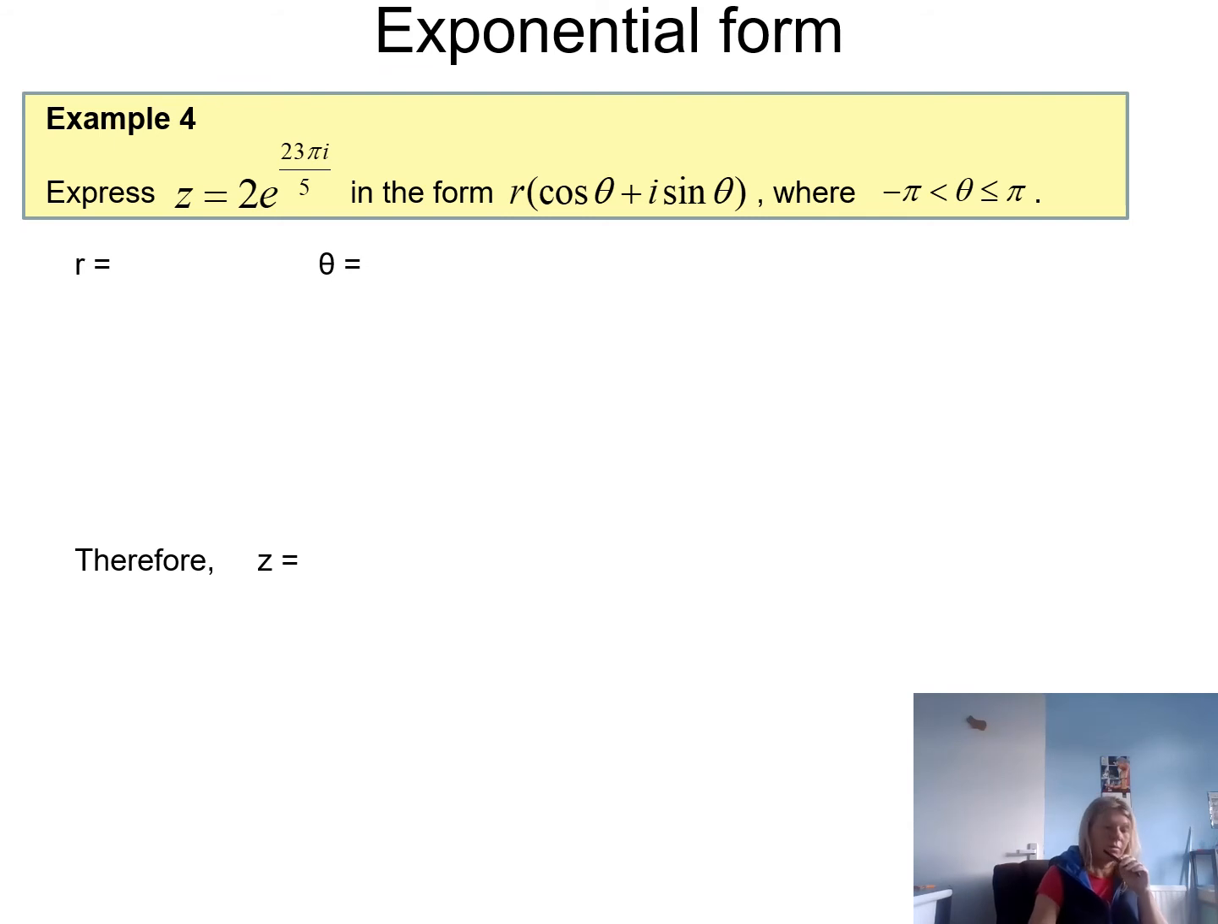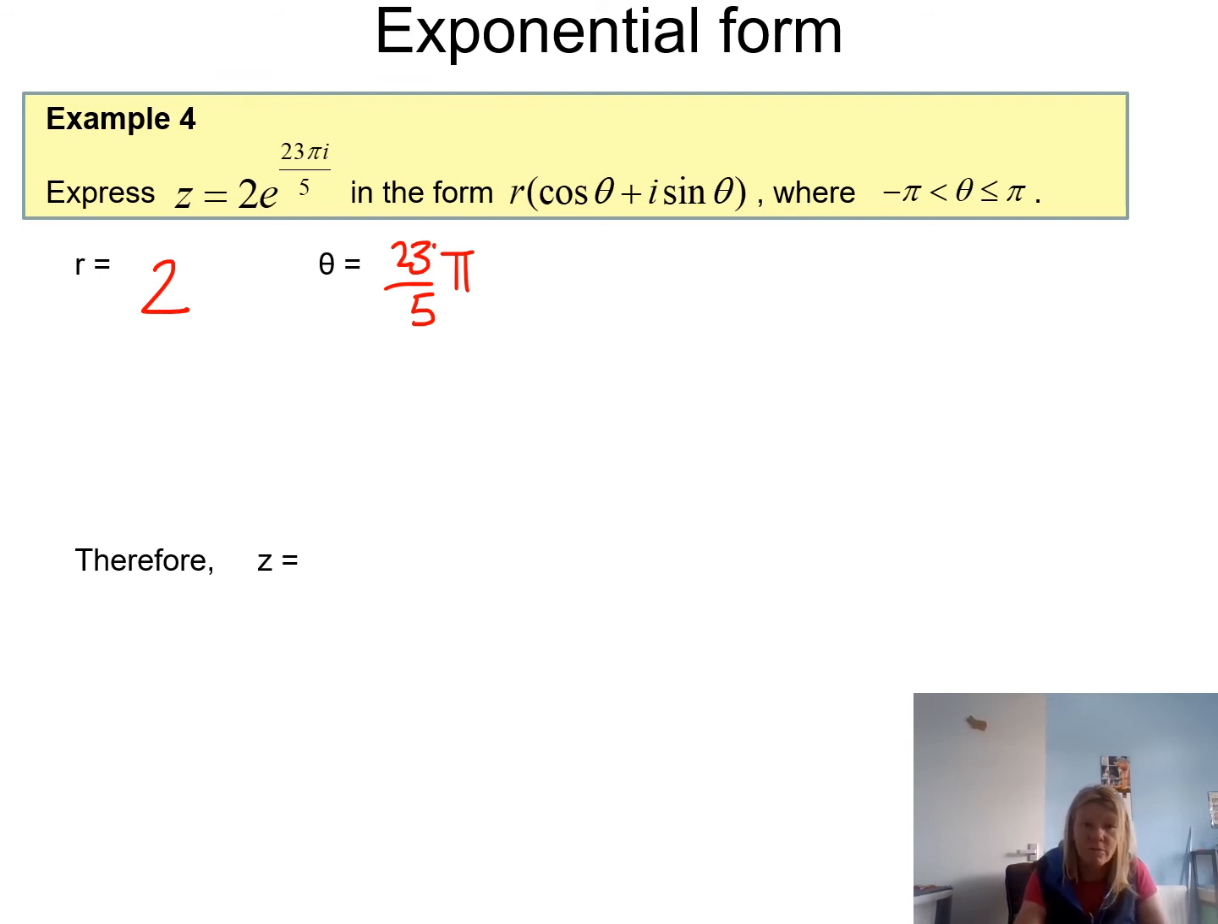This one, express this one in the form r cos theta plus i sin theta. Oh, well, you think that would be easy. But that is not in the range of what we call the principal argument, which is minus pi to pi, which is over there. So how do we get it in that form?